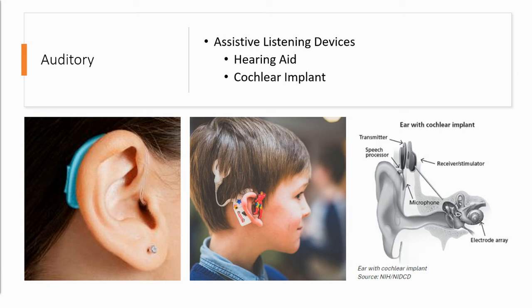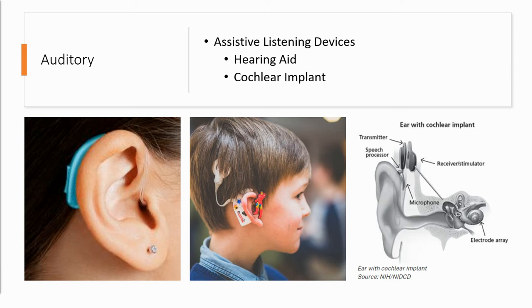The middle picture is a cochlear implant, and there's also that diagram on the right, so you can see how it works a bit more as well. This will be surgically implanted to bypass damaged parts of the ear and to directly stimulate the auditory nerve.